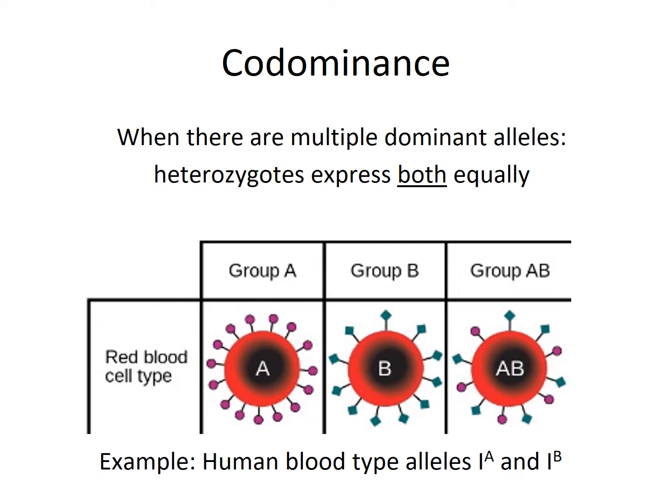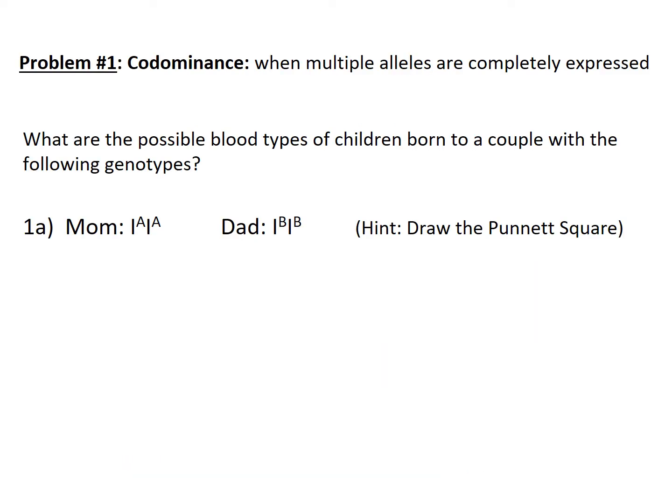And you can see that in the cartoon. All the way to the right, this is a type AB red blood cell with the A and B antigens fully expressed. So in this scenario, the A and B alleles are said to be codominant to each other. Let's try a practice problem that considers codominance, when multiple alleles are completely expressed at the same time, the alleles that are codominant to each other.